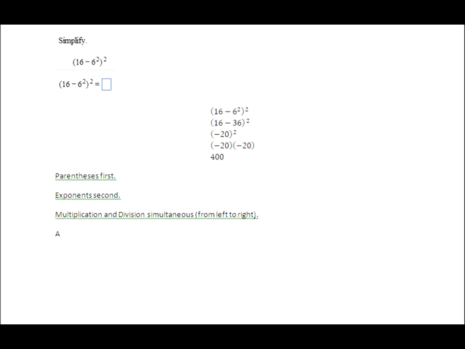Then the fourth is any addition and subtraction. And we work that simultaneously as well. Oops, I left out the yellow Y up there. Simultaneously. Again, from left to right. Okay, we follow the order of operations all the way through. Please excuse my dear Aunt Sally. And my dear go together, Aunt Sally goes together. Hope that helps.